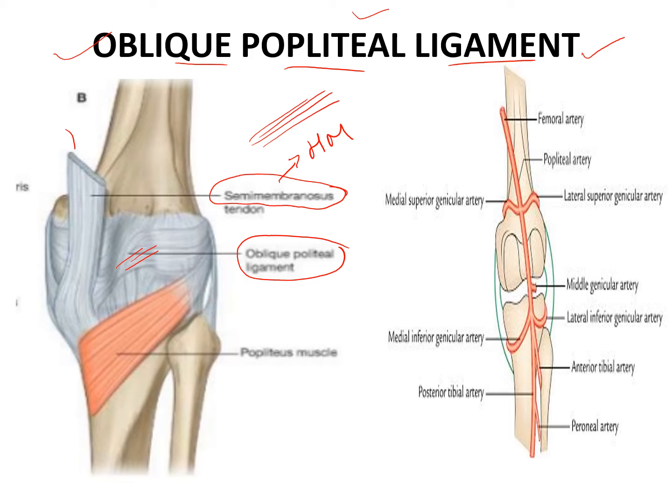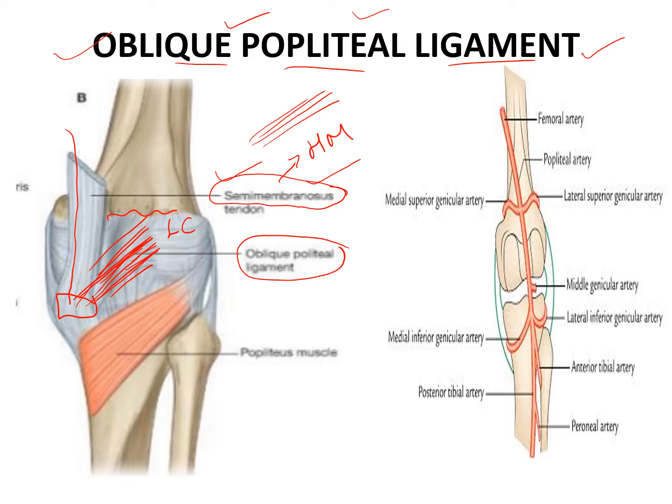So this semimembranosus, after its insertion onto the tibia, on the posterior aspect of the medial condyle of the tibia, sends an expansion obliquely upwards to the lateral condyle of the femur and the intercondylar line. This ligament is called the oblique popliteal ligament. So a question will be asked: this is derived from which muscle? Your answer will be semimembranosus. So the oblique popliteal ligament is derived from semimembranosus.